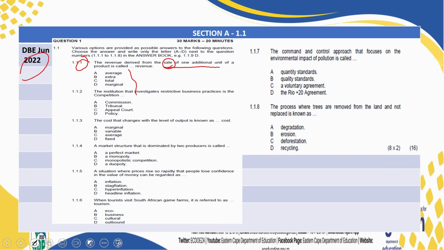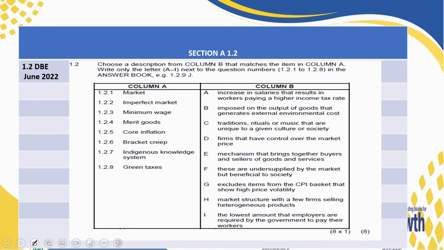But let us look at the responses that are given. We have average. Nope, that is not average. We have extra. We don't even talk about extra revenue at any one given point. We have total revenue. Nope, this is not total revenue. Our correct answer is D, which is your marginal revenue.